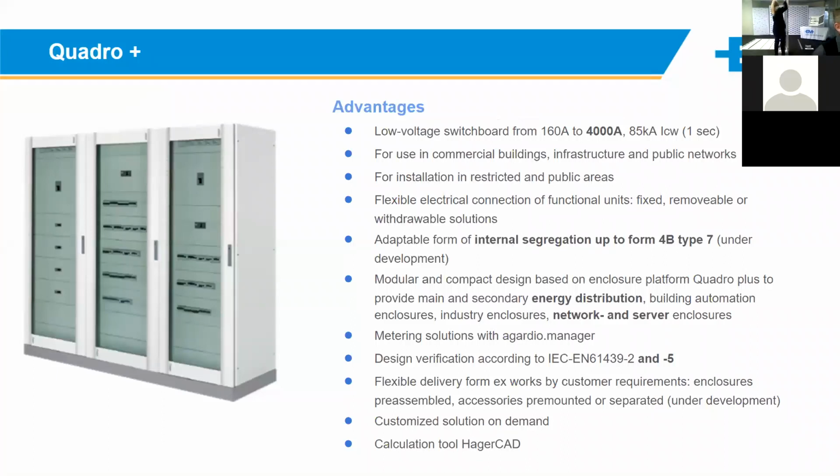So the Quadro Plus enclosure is a 4000 amp, 85 kA type tested enclosure. It's very suitable for the commercial industrial sector. Very robust as all the other products from Hager.